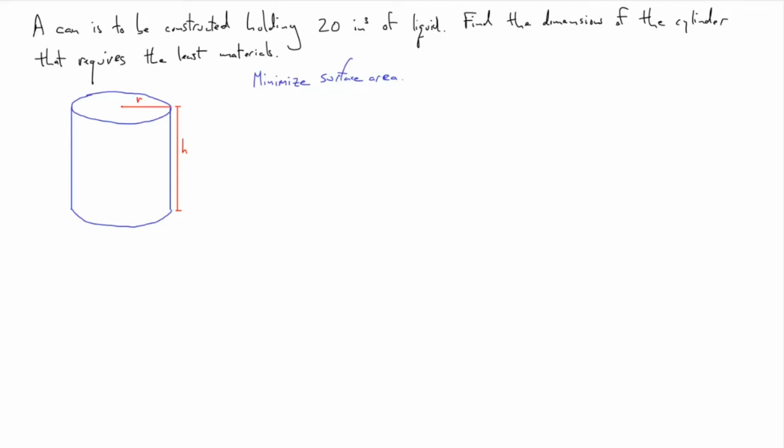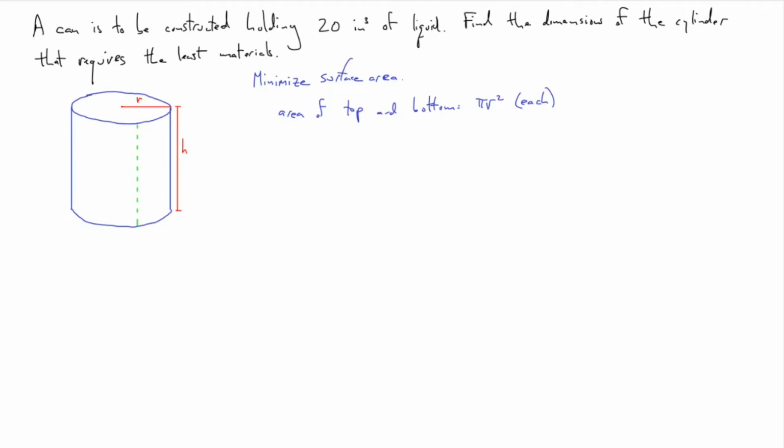If we're going to try to minimize the surface area, we're going to need a function that describes the surface area in terms of the variables R and H. And the surface area is really made up of three parts. There's the top, the bottom, and then the sides. The top and the bottom are not hard. Those are both circles. And we know the area of a circle. The area of a circle is pi r squared. So we've got two of those, one for the top, one for the bottom.